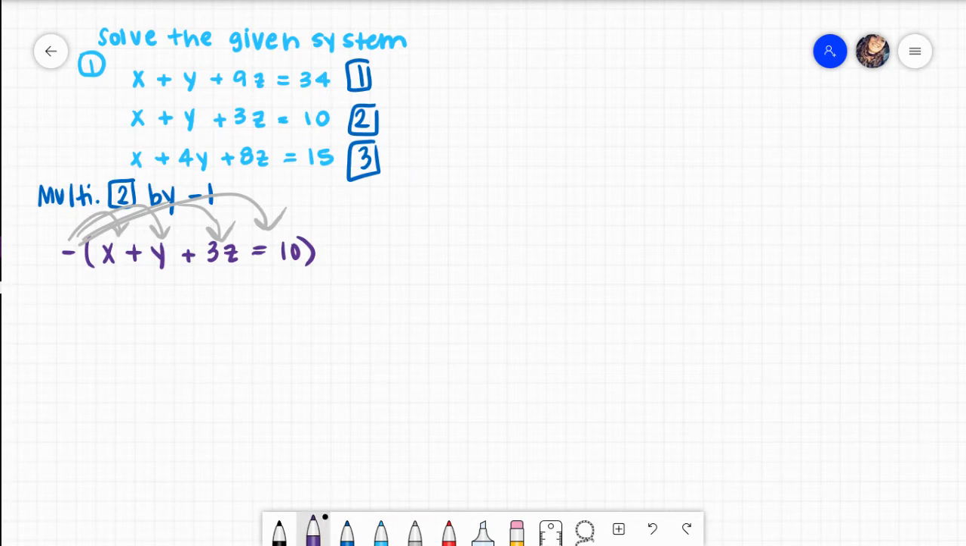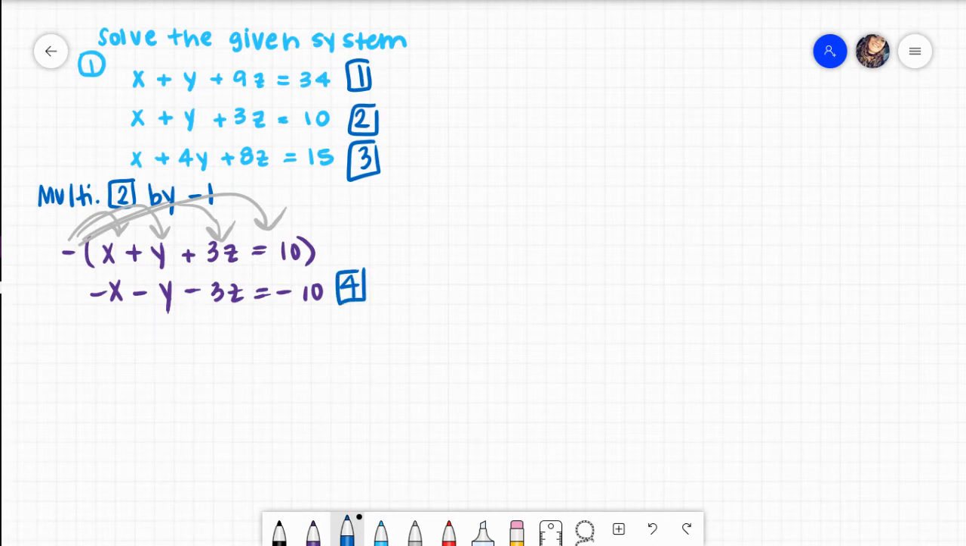And so what I end up getting is a negative x, a negative y, a negative 3z, and a negative 10. Do you notice how when you multiply something by a negative number, the only thing that technically happens is that all of the signs change, right? So this is technically going to be a new equation of mine. And that equation is going to be my 4th equation.